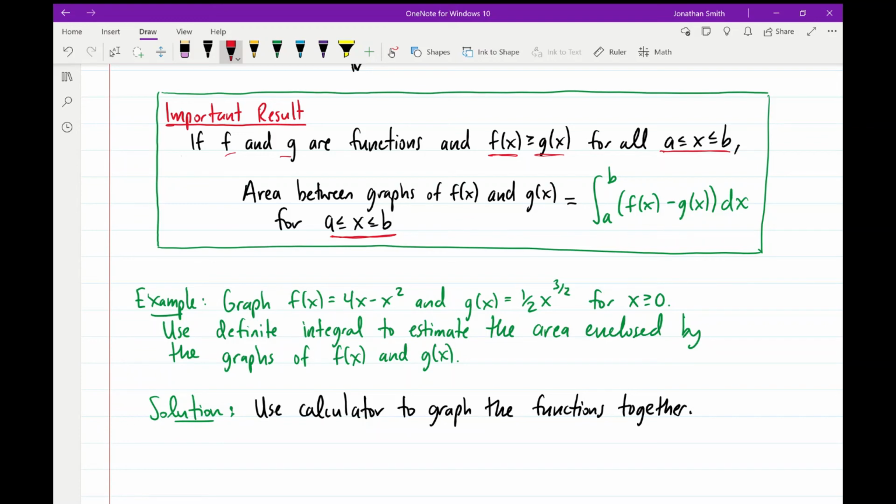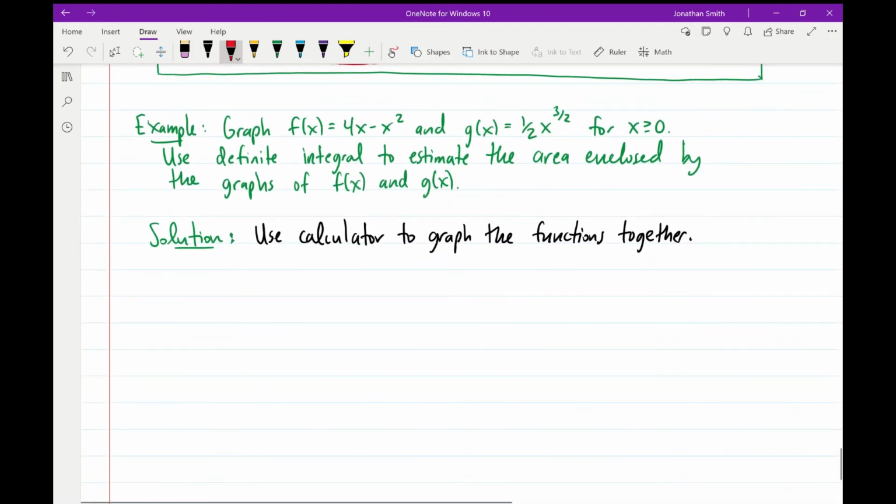So in this case, the integrand for our definite integral is now going to be f of x minus g of x. Remember that we always subtract the function that's smaller from the other function. Because f of x is bigger than g of x, f of x minus g of x is going to be positive, and so that's going to be our integrand in this case.